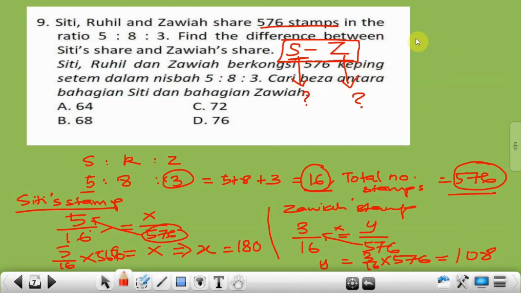Okay, so the difference is, we take Siti's 180 minus Zawiya's 108. Okay, so the answer is, okay, wait, 72. Okay, so the answer is C. Okay, next.